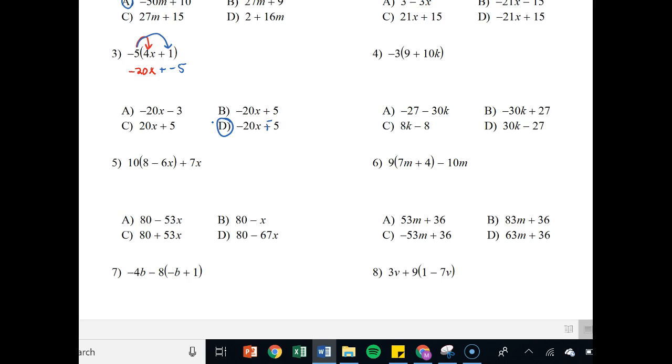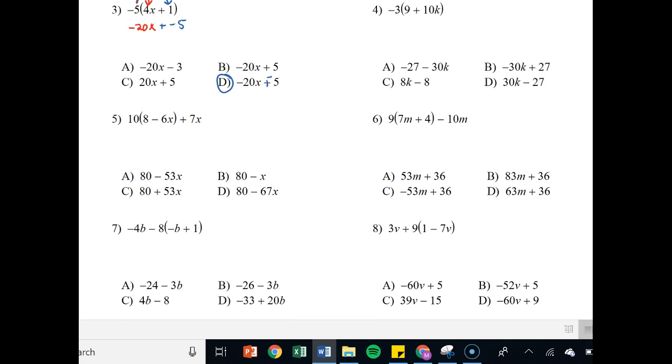Be very careful on these answer choices. I made them look very similar on purpose. So the signs really matter. So take your time on them. Don't just say, oh, I multiplied two numbers and looks like that's my answer. Focus on those signs. There's nothing to combine here, so that's how I know it was done in answer choice D there.